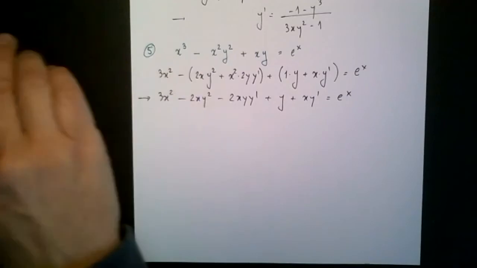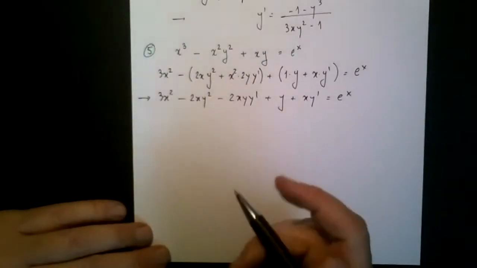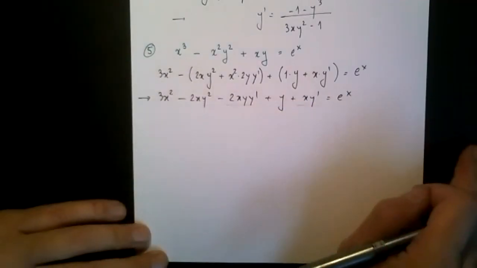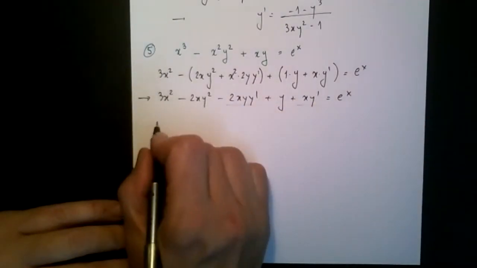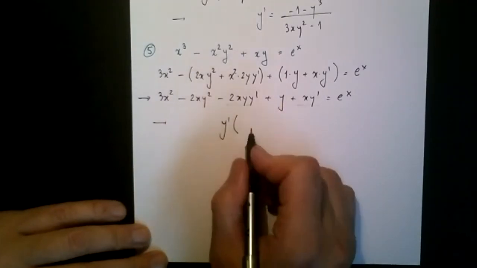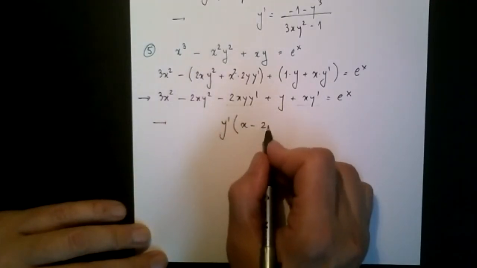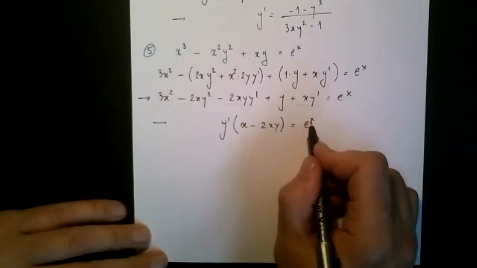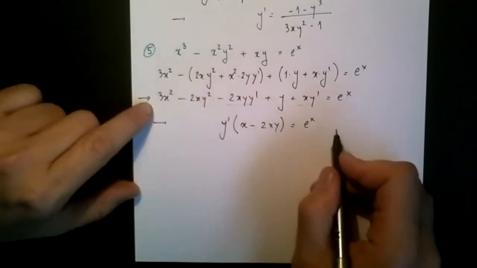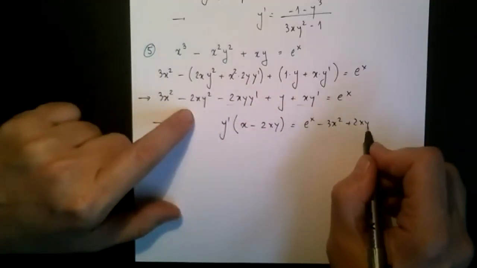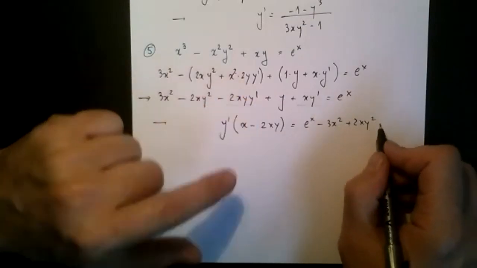Okay, so I see two y primes here, one here and one here. Everything else goes on the right. So on the left, I have y prime times (x minus 2x squared) equals, and on the right side, I'm going to send everything else: e to the x, so minus 3x squared plus 2xy squared and minus y.